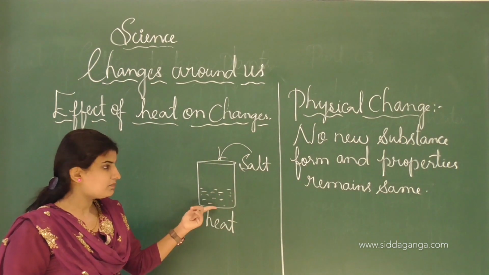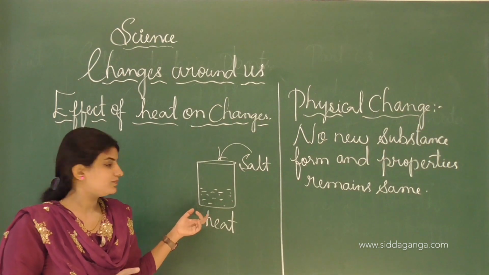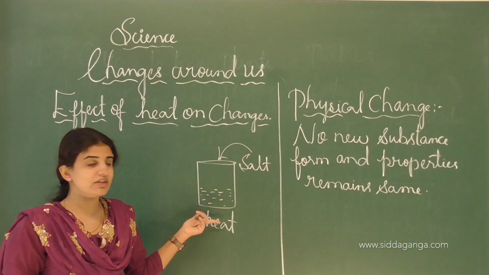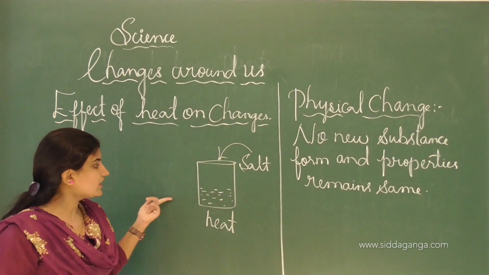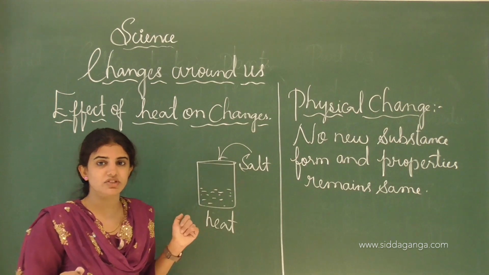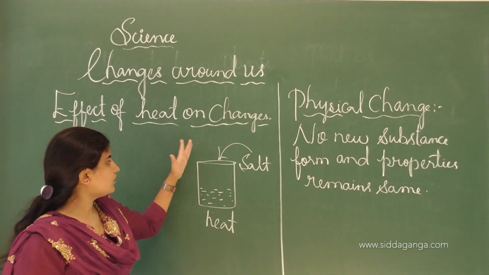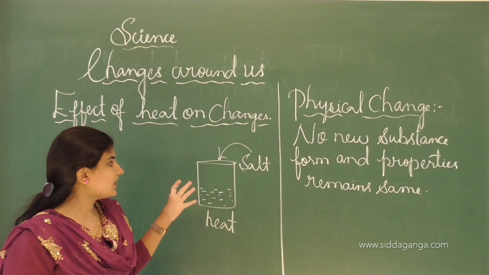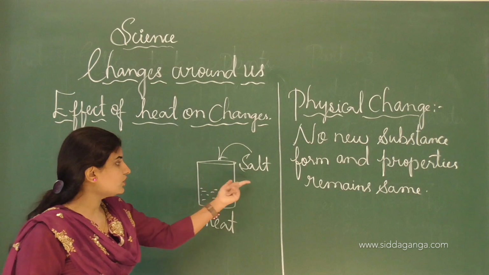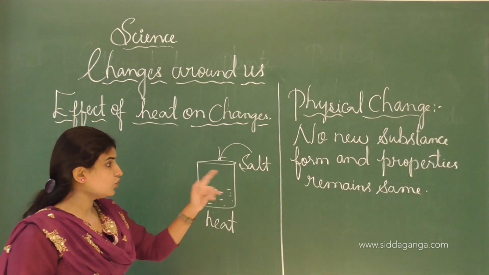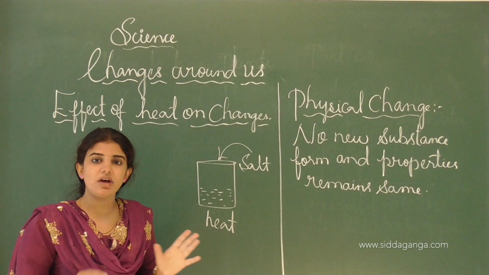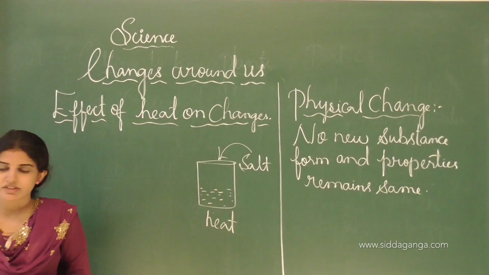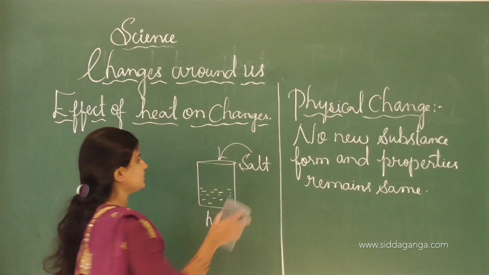As salt is already present in it, if we heat the content, the water will evaporate, leaving behind the salt. Once again we can collect the water by the process of condensation. This is how water vapor is converted into liquid form on cooling. So we can say that in a physical change no new substance is formed and the properties remain the same. This is one example of a physical change, and the next one is the chemical change.